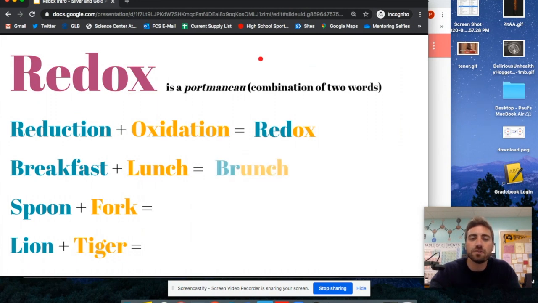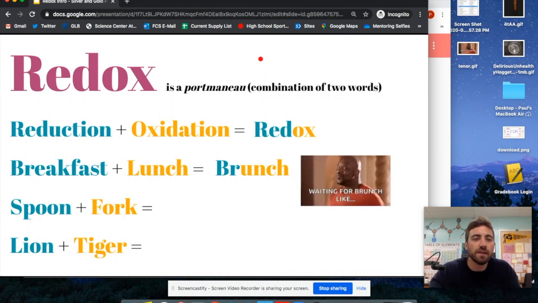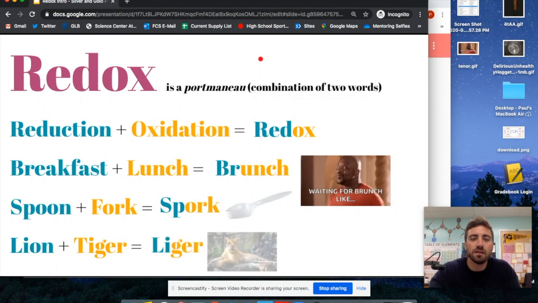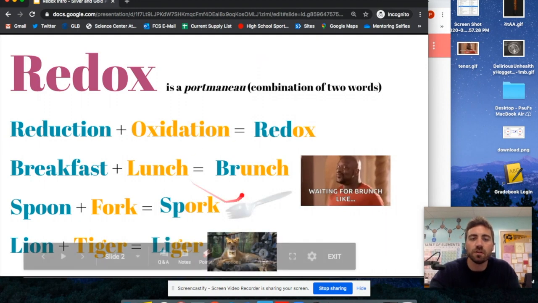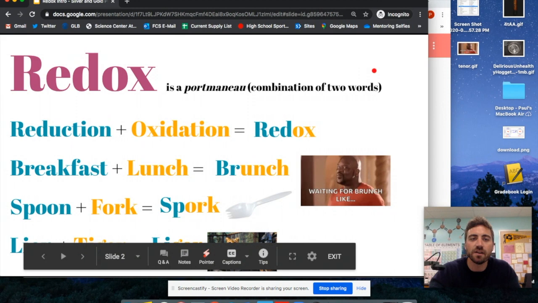Breakfast and lunch. Shaq's favorite meal of the day. Spoon and fork make spork. And lion and tiger, liger. That is a real animal, although don't be like the guy in Tiger King.